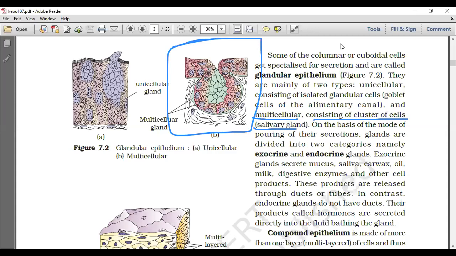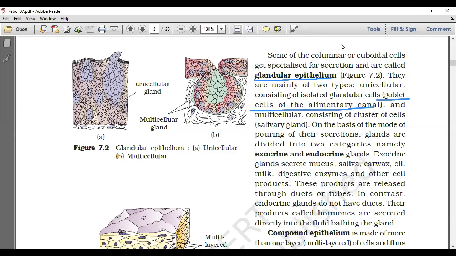So, some of the columnar or cuboidal cells get specialized for secretion and are called glandular epithelium. They are mainly of two types: unicellular, consisting of isolated glandular cells, example goblet cells of the alimentary canal, and multicellular, consisting of clusters of cells, example salivary gland.